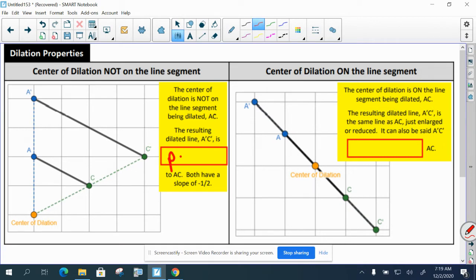So it is parallel to AC. So these two are parallel. They have the same slope.